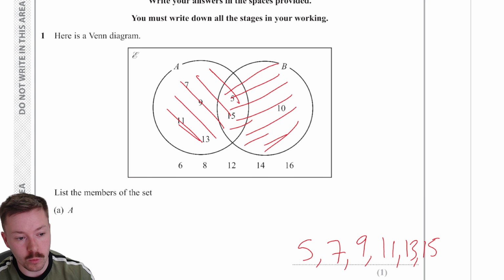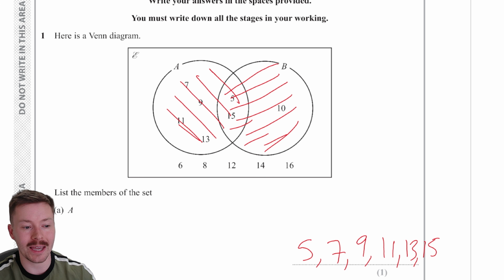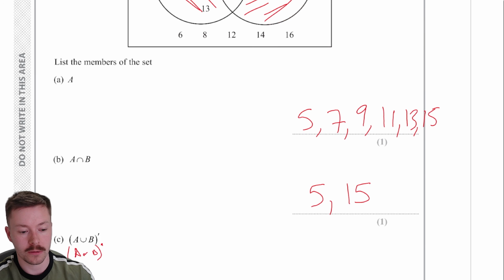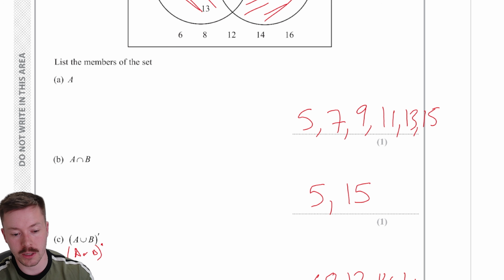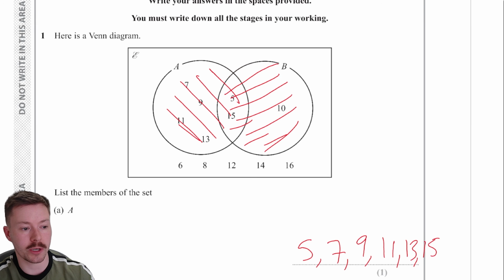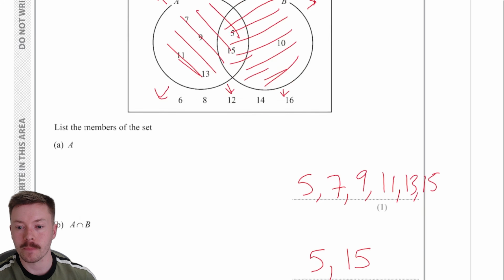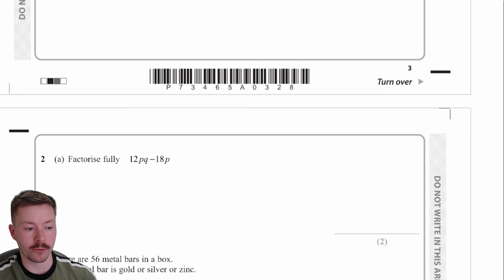So it's going to be all the numbers outside. So it's going to be 6, 8, 12, 14, 16. I can write 16. I'll write that again. There we go. Okay, so it's actually all of the outside of that shaded section. Okay, so that's the answers to the first question.